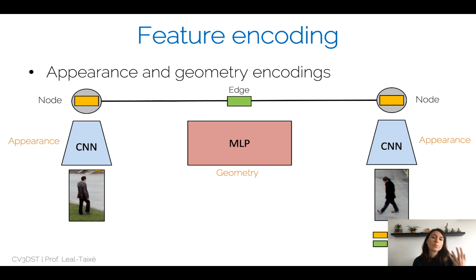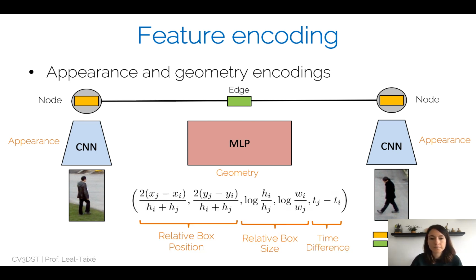And then we're going to put some geometry information on the edge. And by geometry information, we mean, for example, what is the distance in time between the two bounding boxes? What is the relative box size? What is the relative box position? Now, the idea here is that a pedestrian moves in a smooth way from one frame to the next in a video.